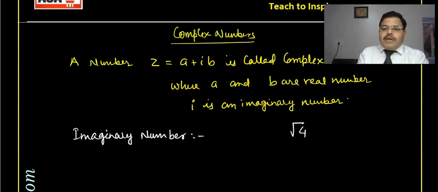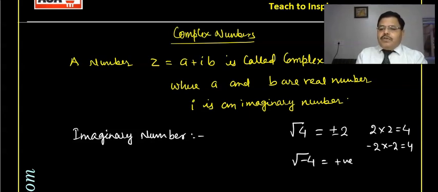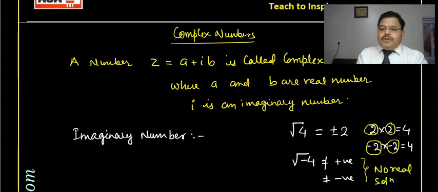Suppose someone has to find the square root of 4, then he can write plus minus 2, because 2 multiplied by 2 is 4, and minus 2 multiplied by minus 2 is also 4. But suppose someone has to find the square root of minus 4. It cannot be a positive number, and it cannot be a negative number as well, because a positive number multiplied by a positive number gives a positive number, and a negative number multiplied by a negative number also gives a positive number. There is no number which multiplied by itself gives a negative number. So there is no real solution.